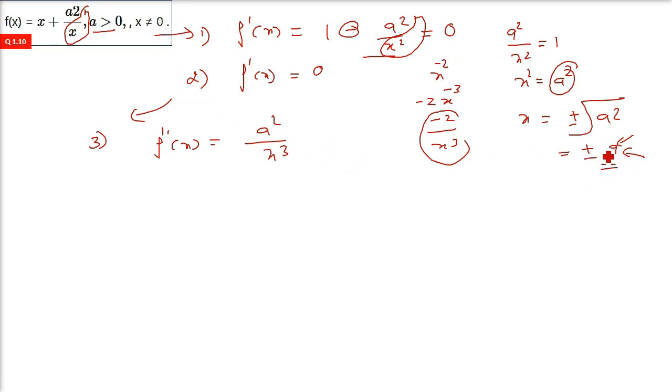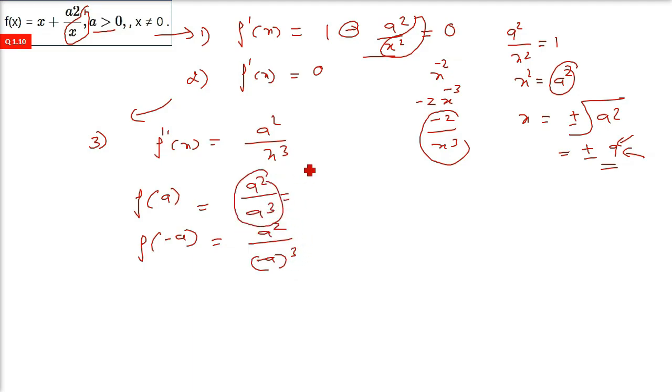Next thing comes, because these are the critical points, and since a square by x cube has a variable here, one time this variable will be replaced by a, another time by negative a: a square by a cube, and a square by negative a cube. Both times you will get 1 by a, f double prime at positive a is 1 by a, and at negative a is negative 1 by a. And since it is positive in the first case, it's greater than 0, that indicates that you are going to get local minima. This is local minima, positive local minima.